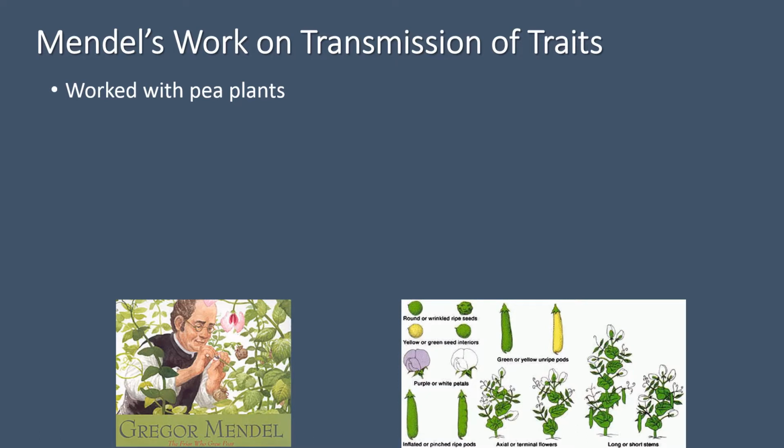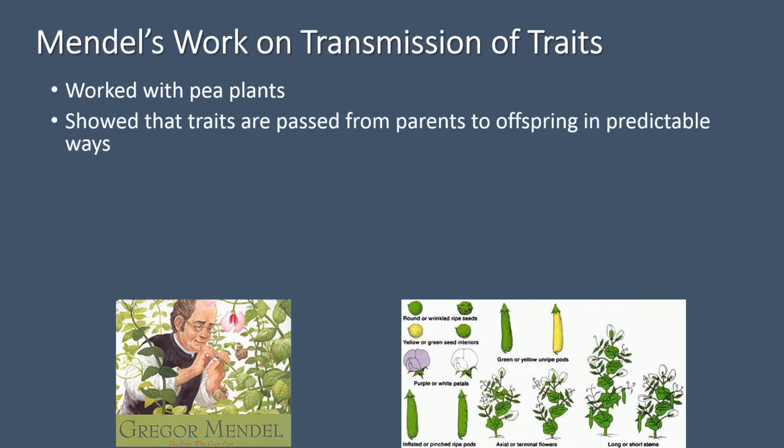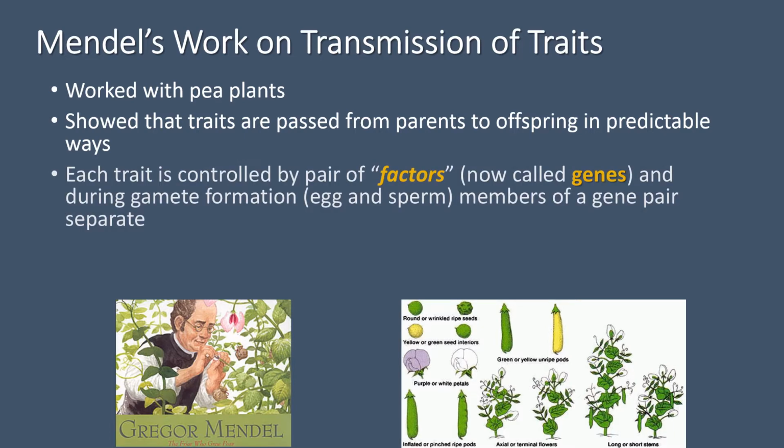So down here at the bottom you can see what I'm talking about, whether or not the peas were round or wrinkled, whether or not they were yellow or green, the color of the flowers, whether or not the flowers were axial or terminal, whether or not the stems were long or short, those sorts of things. So he was able to show through his research that the traits are passed from the parents to the offspring in very predictable ways, in particular ratios.